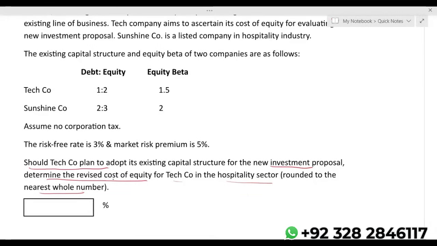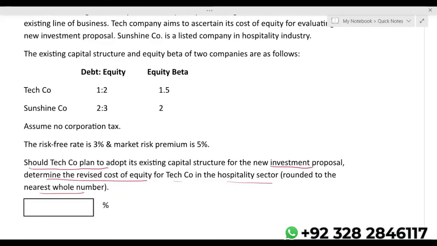Always remember one point, student: when there is a diversification, first we need the beta asset of the new industry. Once you have found the beta asset of the new industry, gear up that beta asset with your own gearing. You will get equity beta. Then that equity beta will be used in CAPM.